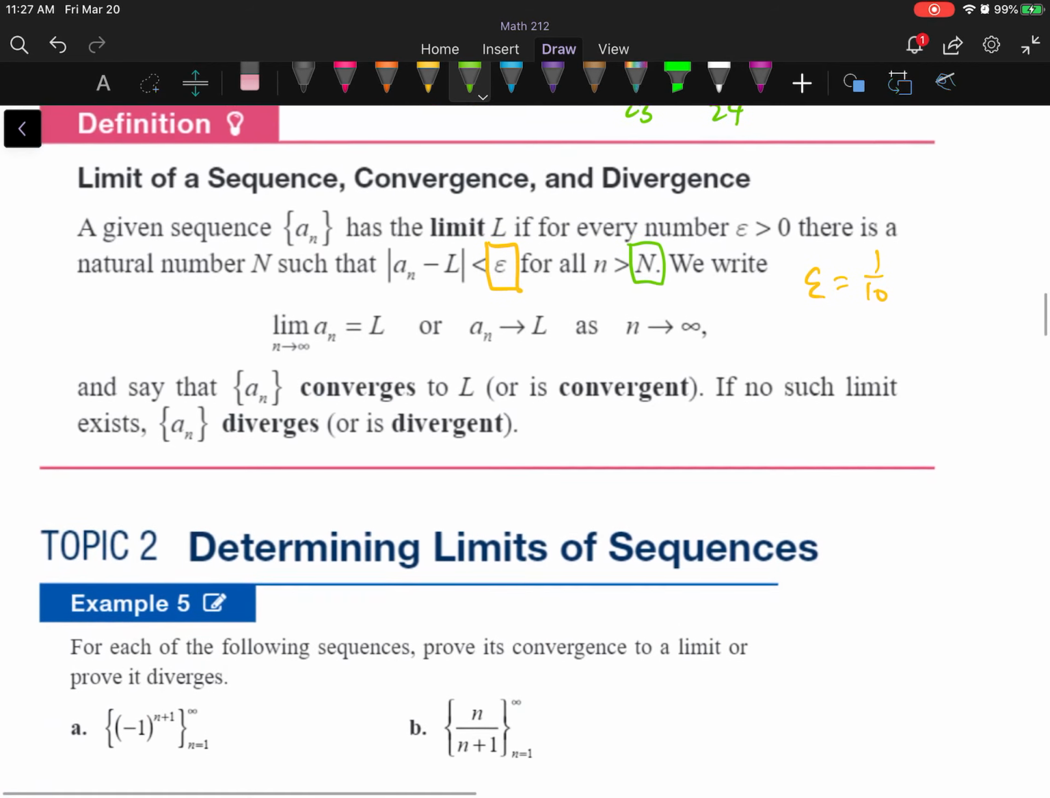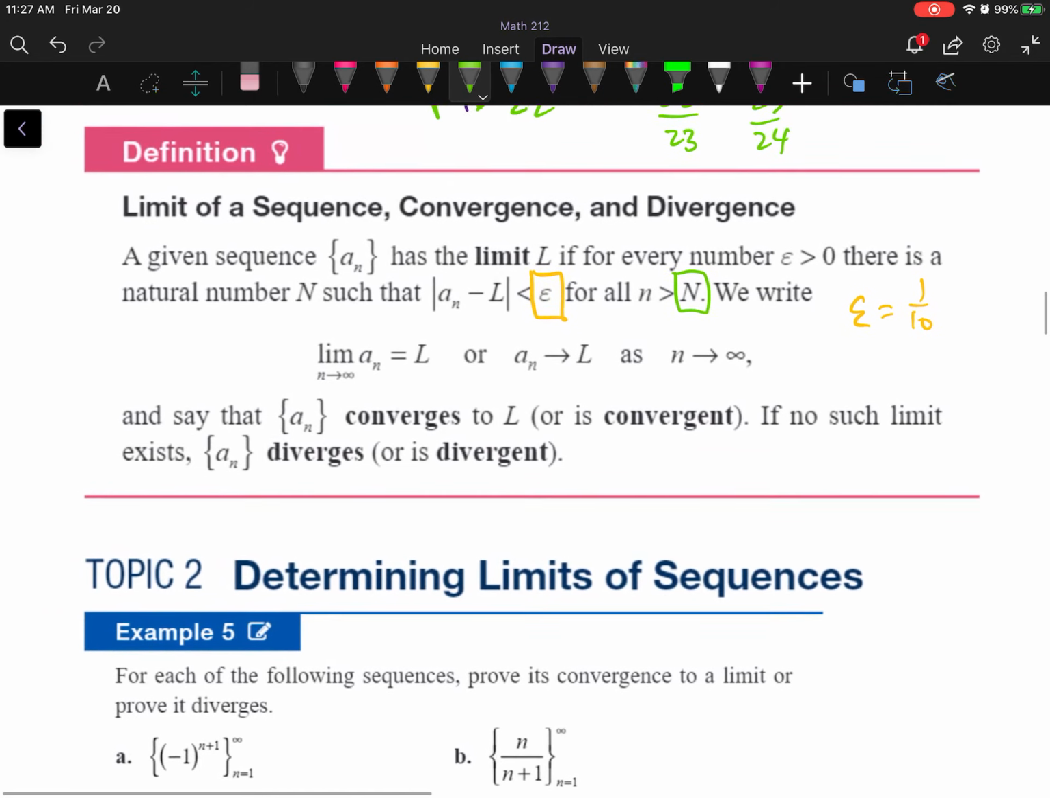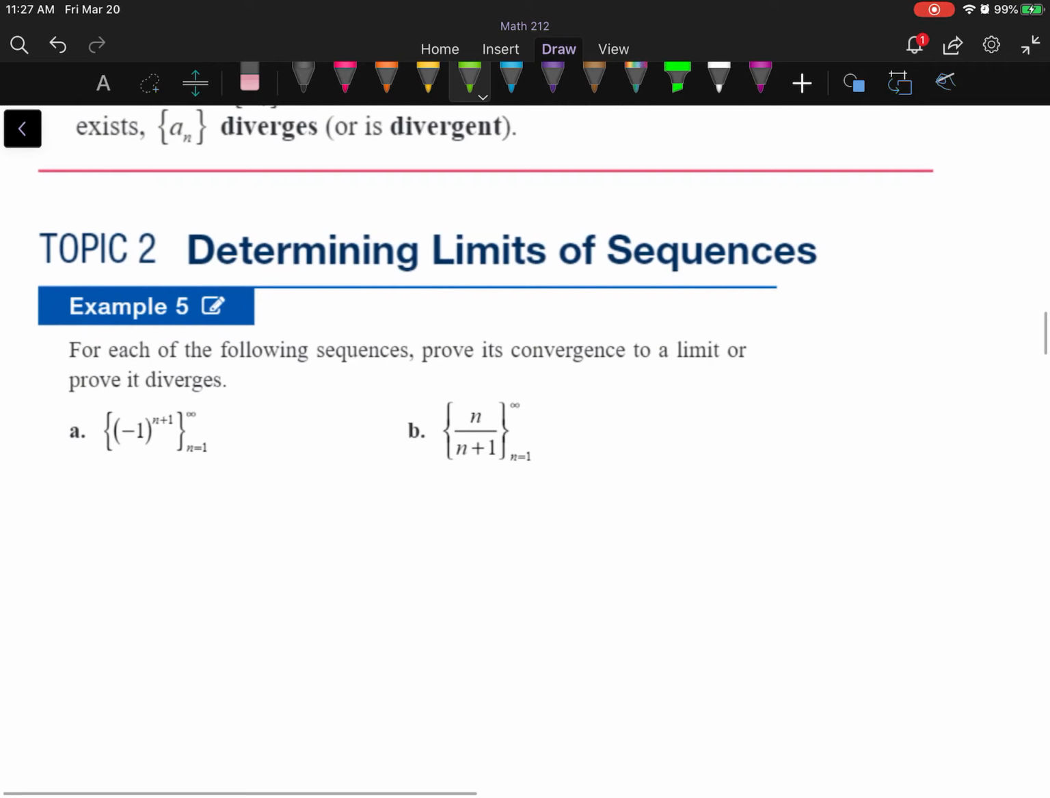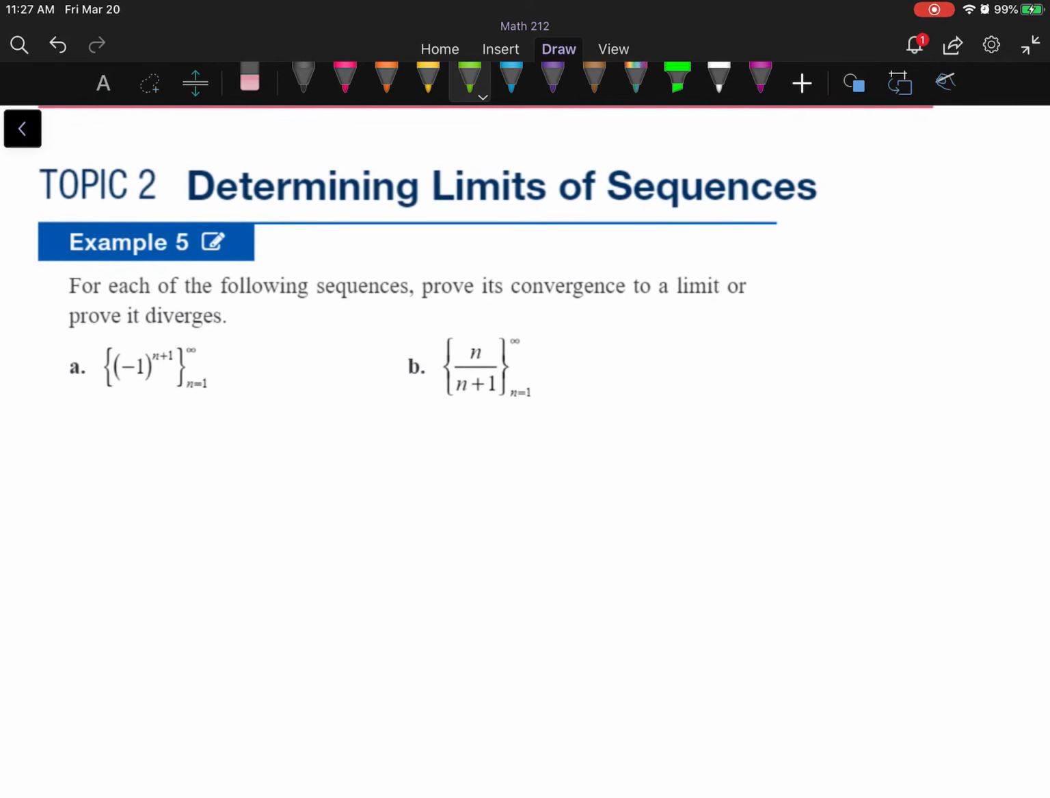So let's take a look here and see if we can make a little bit more sense of this definition by looking at a specific example. Here we go. We've got two new sequences. For part A, we have that oscillating sequence again that's going to keep changing between 1 and -1. How could we prove that this thing either converges or diverges?